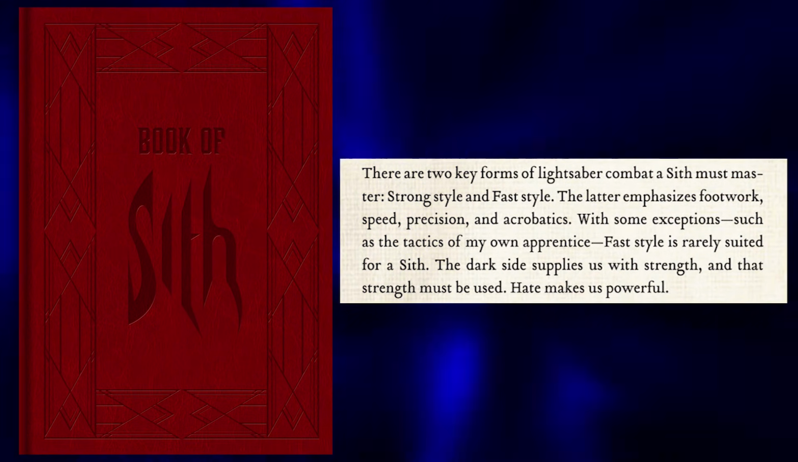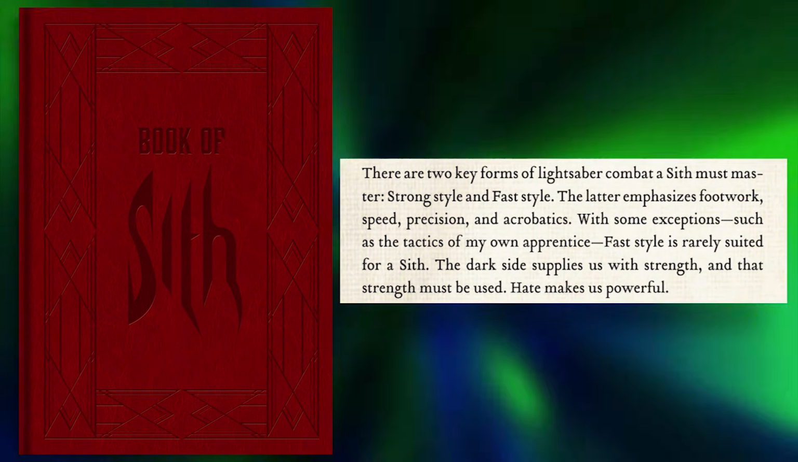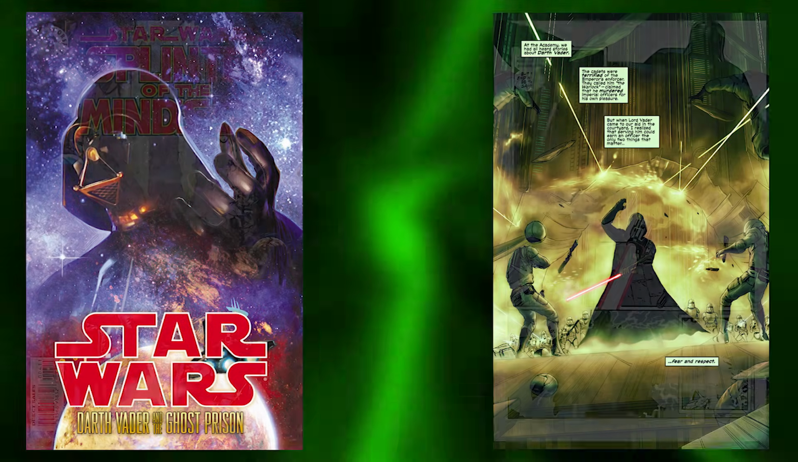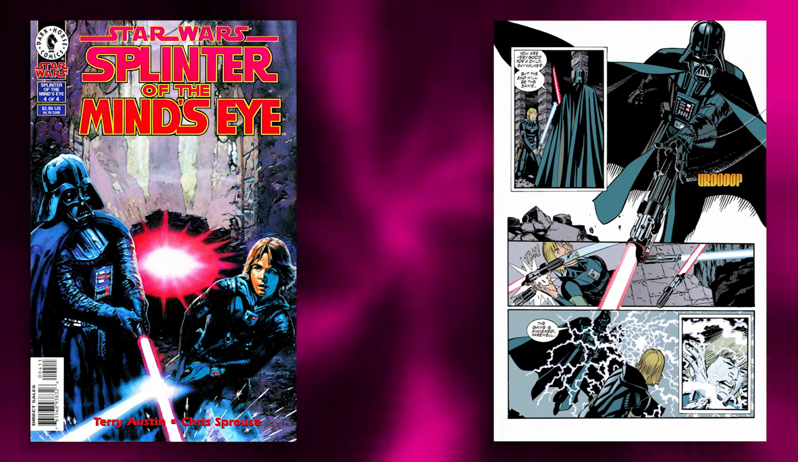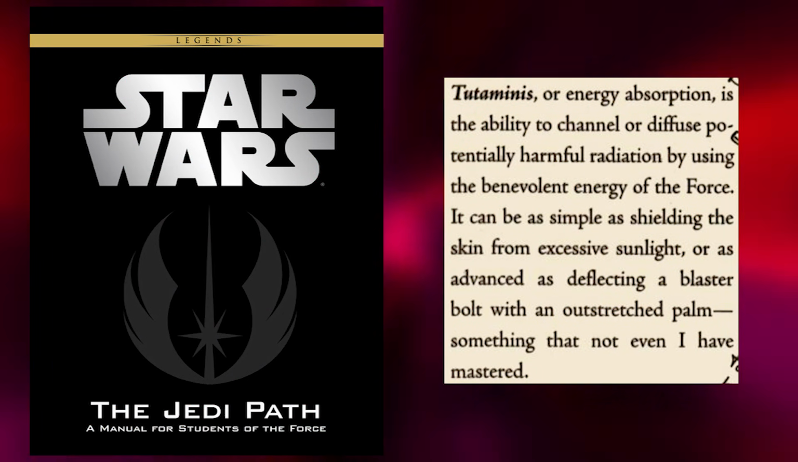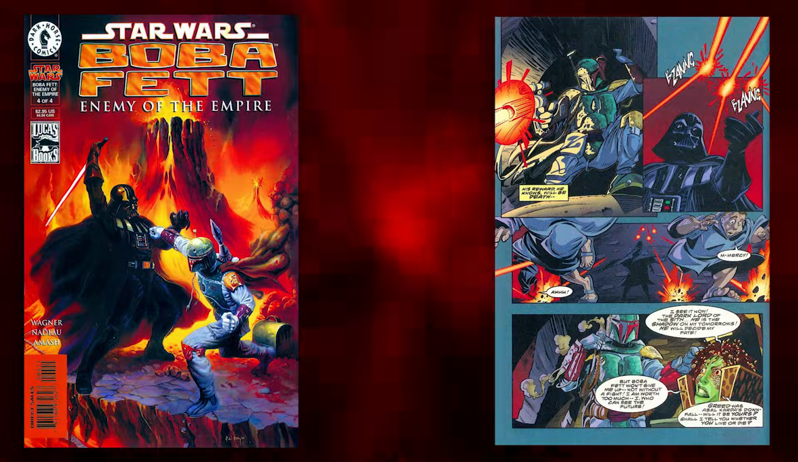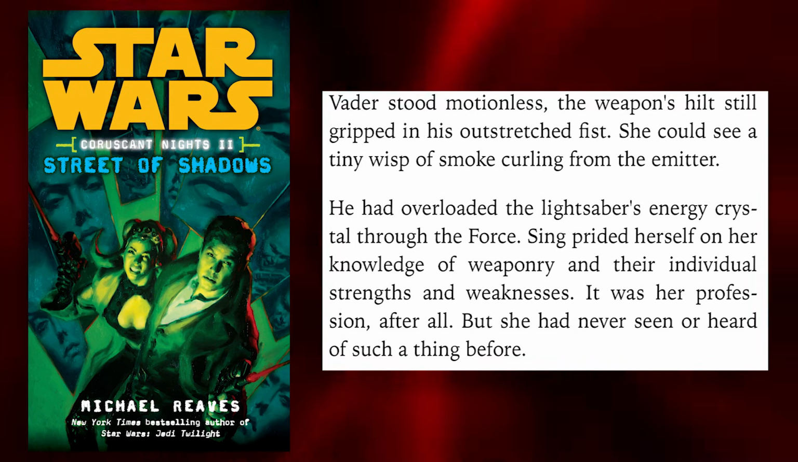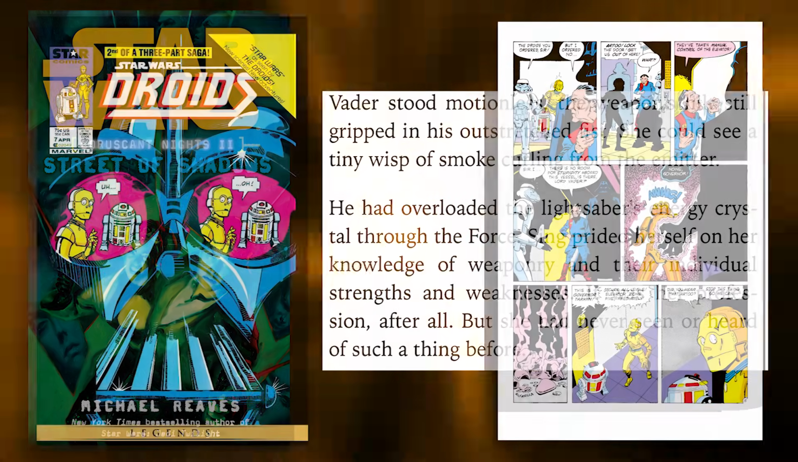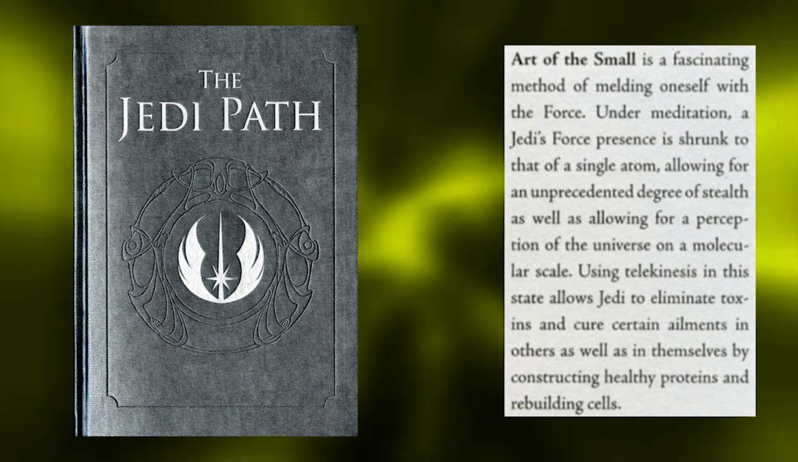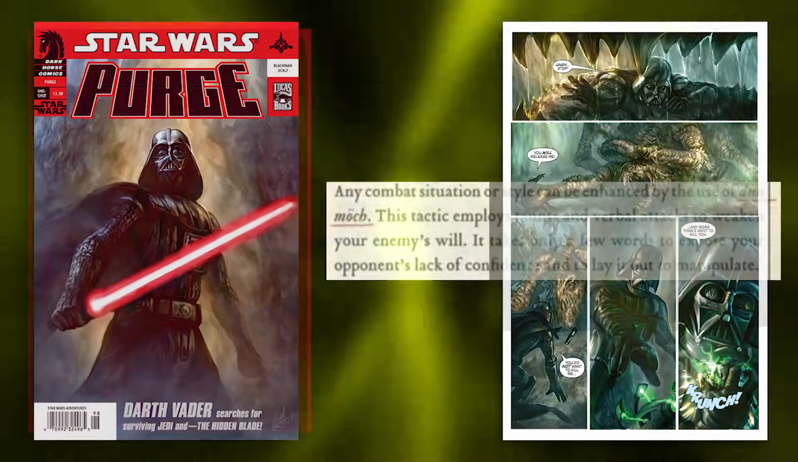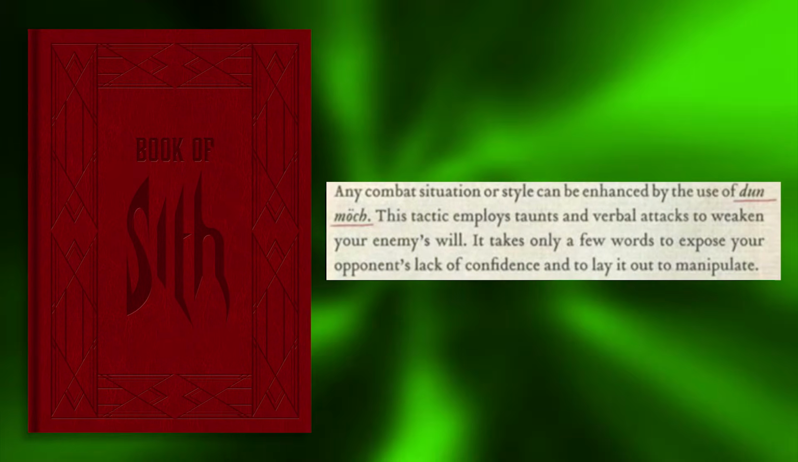Being a Force user, he can as well draw on his vast reserves of rage to enhance his statistics during a battle. He has shield creation, which can deflect blaster fire, lightning projection, either in the form of emerald lightning or whatever this is, energy absorption and redirection in the form of Tutaminis, shown working on laser fire and Force lightning. Combustion, the ability to overload an object with energy to the point where it explodes, in this case a kyber crystal. Vaporization, atomic manipulation through the art of the small, shown to cure toxins at an atomic level. Beast control, the ability to verbally weaken an opponent's will through Dun Möch.